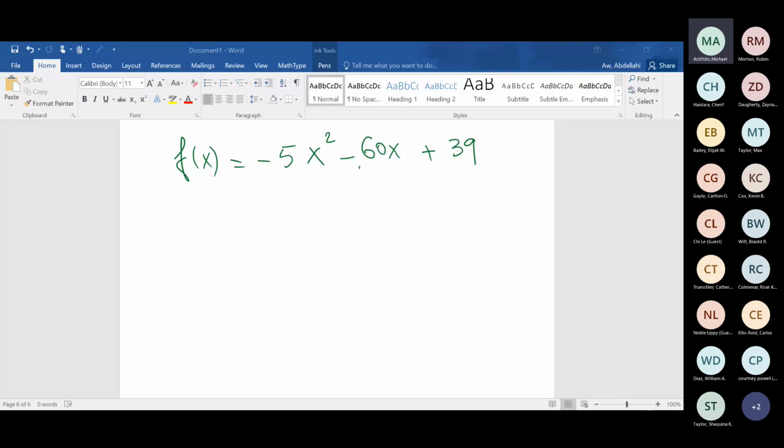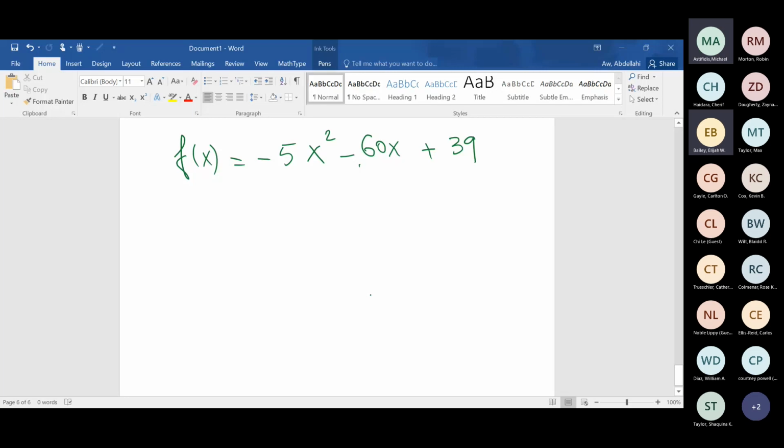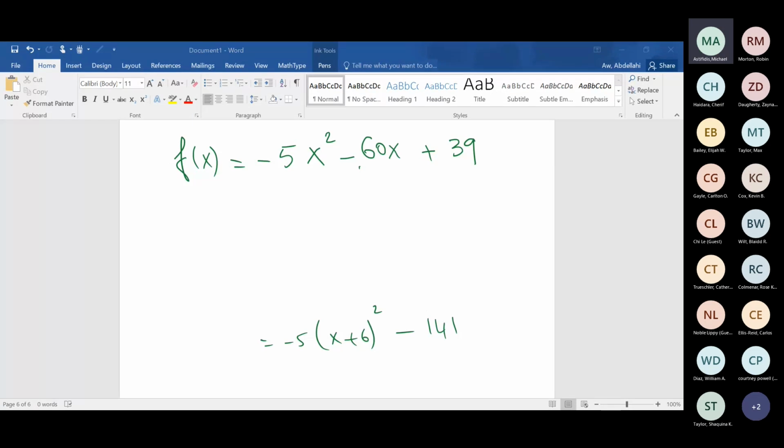Okay, I think you guys have done the steps, right? So what is the vertex? Can somebody tell me the vertex they got? I got -5 times (x plus 6) squared minus 141. -5 times (x plus 6) squared minus 140. Minus 141, right? Can somebody confirm this answer before we go over the steps? Or do you have something different?